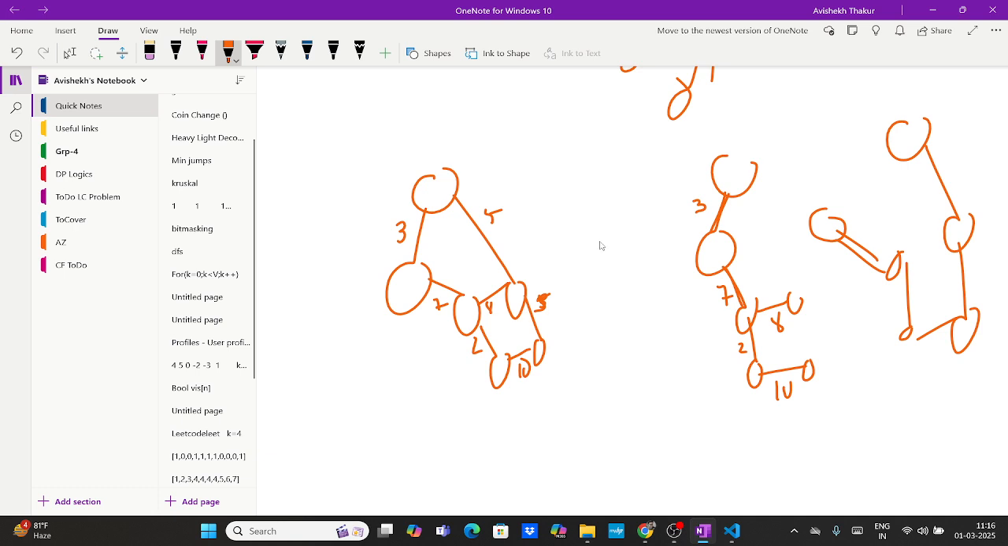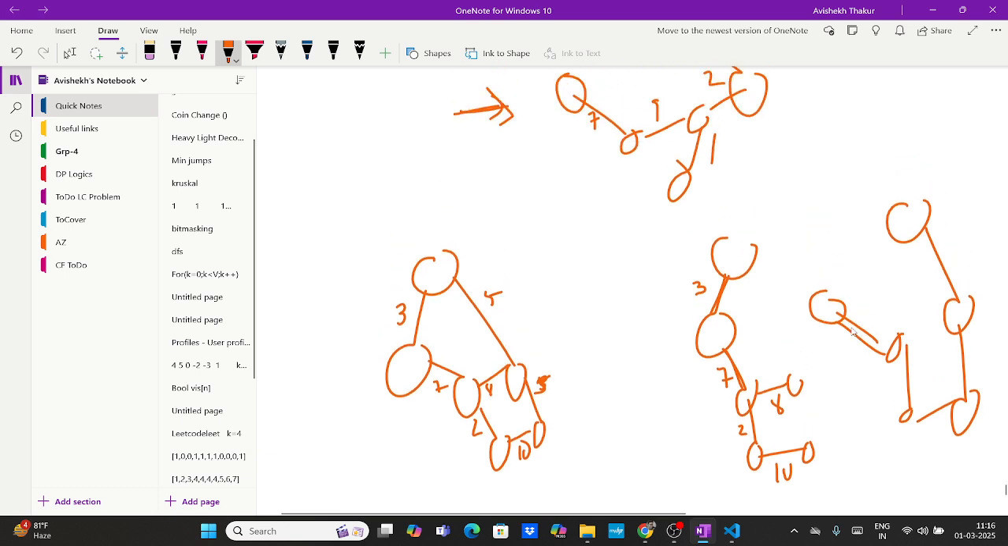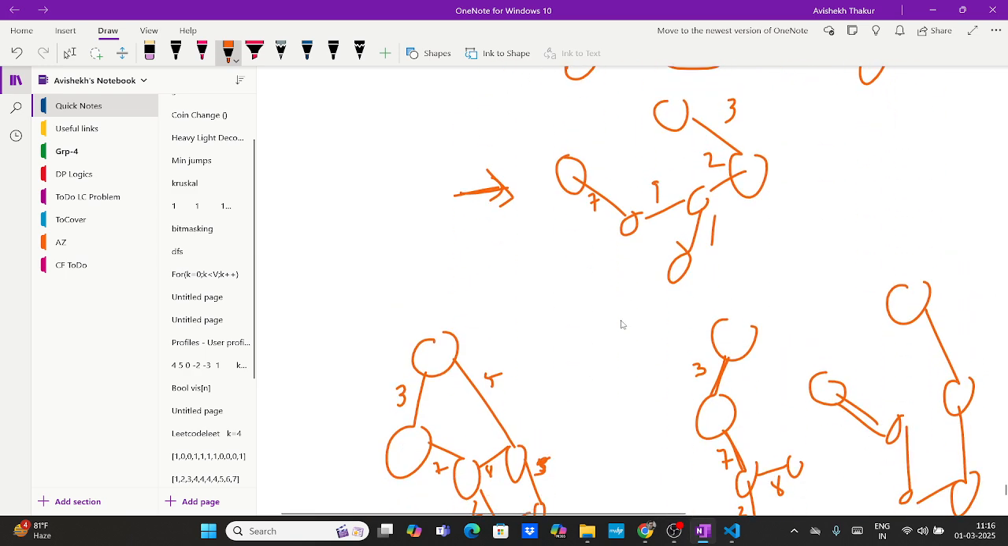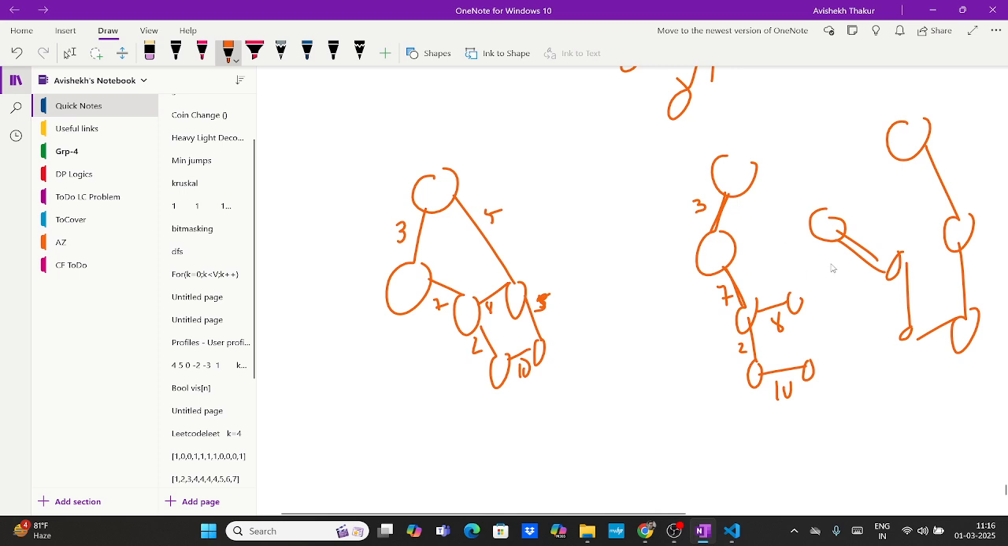Okay. Others, is it clear? Spanning tree means what? It's the same as a tree only. The only difference is that there cannot be multiple components, right? If there are multiple components, it will not become a tree, correct?